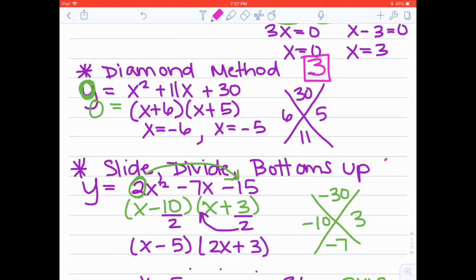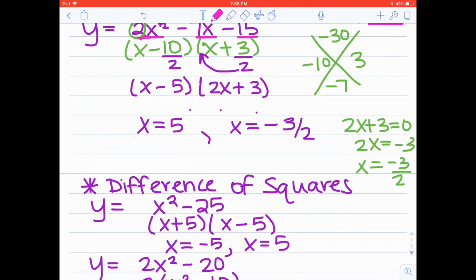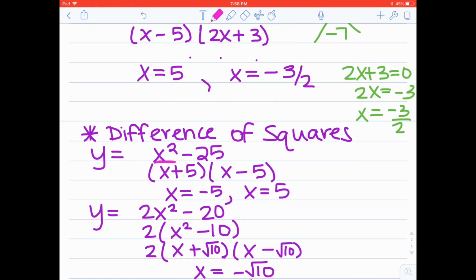So 3 terms for this one, 3 terms for this one, right? First term, second term, third term. Difference of squares, you can see it only has 2 terms. So that's kind of what we look for. We look for perfect squares or maybe even not perfect squares, and we look for that minus sign in the middle.